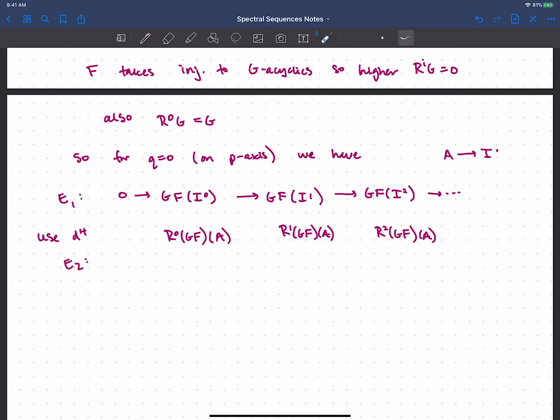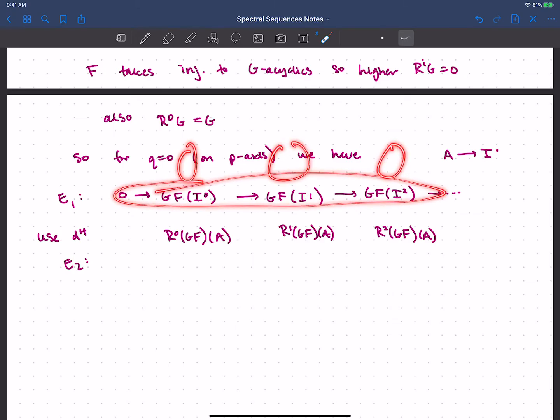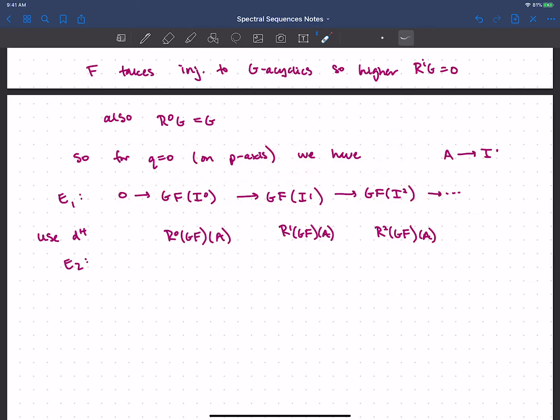and I figured out that there was nothing up in these higher degrees. These were all zeros. We just had this stuff concentrated at height 0, and it just looked like GF applied to each of the things in the injective resolution for A. And so when I take homology, I'm exactly doing the right derived functors of those for A. Okay, great. Well, now what do we have? Well, this is all just concentrated in degree 0, right? Or in height 0, q equals 0.